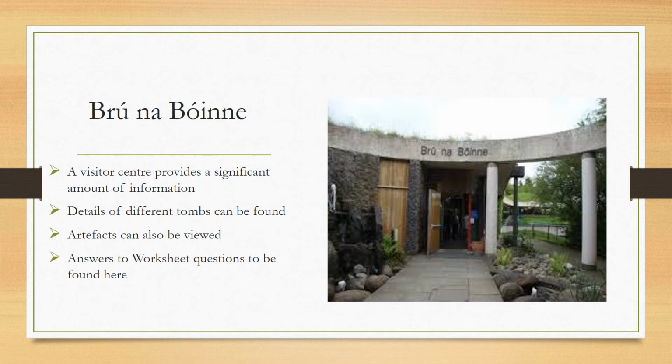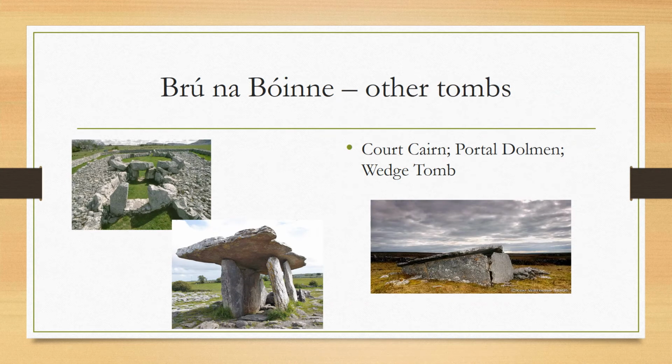The visitor centre at Bóinne will supply the students with a significant amount of information, but they will have to go and find it. Information on various tombs can be found there, also artefacts can be viewed, and the students will be required to work in detail to find this information. While much of the emphasis at Bóinne is on the passage tomb at Newgrange, there are also other tomb types to be found in the area, and this information is available to the students in the visitor centre.